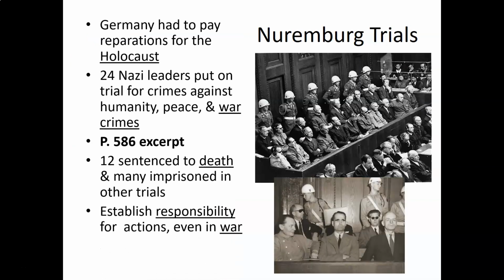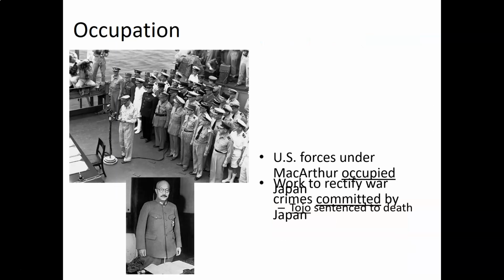Afterwards, we do have the Nuremberg trials after the war. These are the reparations and trials to actually make the German leadership pay for the Holocaust. We see 24 Nazi leaders are put on trial for their crimes against humanity, ultimately the Jews, and other war crimes. 12 are sentenced to death. Many face other imprisonment charges and so forth. But basically, it's there to establish responsibility for actions even in war. And you're going to see something similar to this actually occur against the Japanese leadership as well.